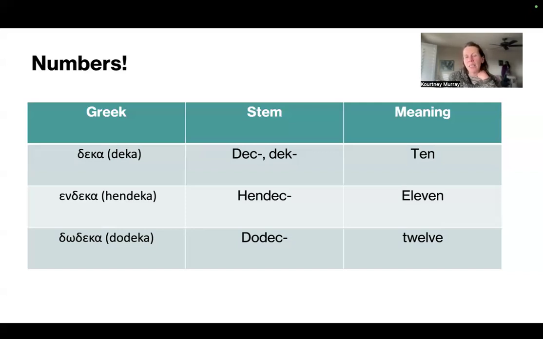It can start with either DEC or DEK. And so here's where we're going to see that hen again. So hendeca is just 1 plus 10, and that's where we get 11. And then for 12, we have dodeca, which is 2 plus 10. So the dodecahedron, Plato considered it, it's this 12-sided little figure. For some reason, Plato, the philosopher, thought this was the most perfect shape. And so, I mean, we should all know it for that reason.